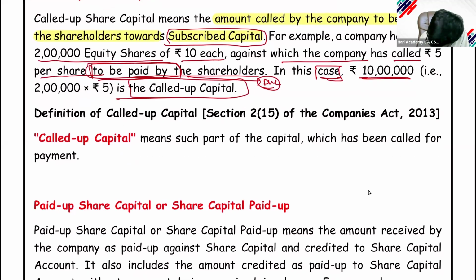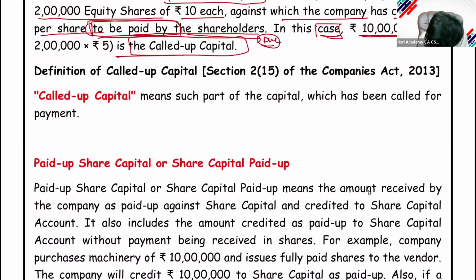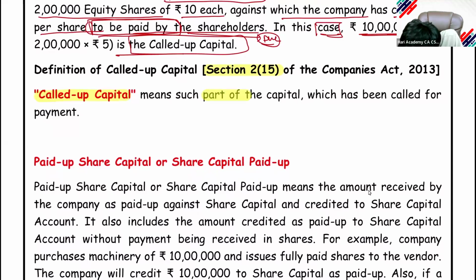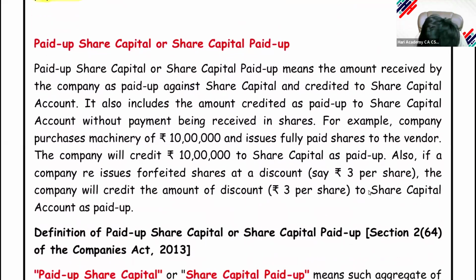What is the definition of called up capital? Listen very carefully. As per Section 2 clause 15 of the Companies Act 2013, under chapter 1, called up capital means such part of the capital which has been called up for payment. It has been called for payment. I am calling only, I am not receiving. Called up means I am only calling the people to pay this much amount, this much worth of shares, what you are holding with me. The next point, listen.